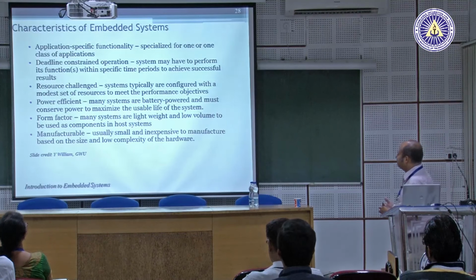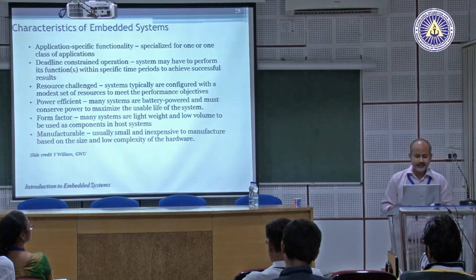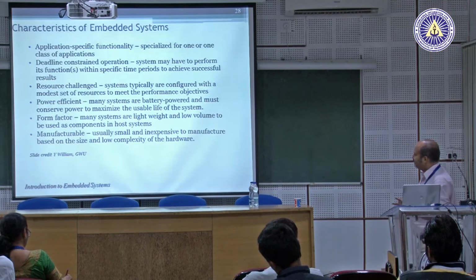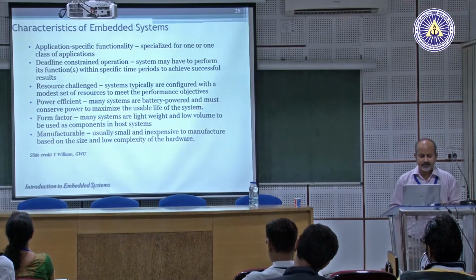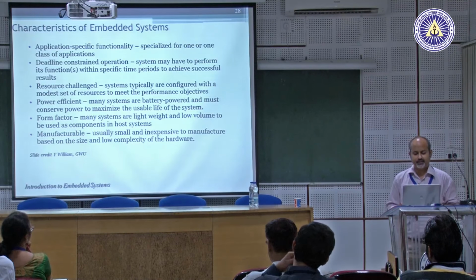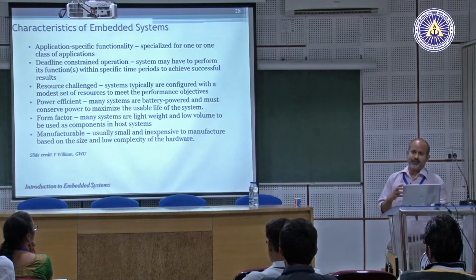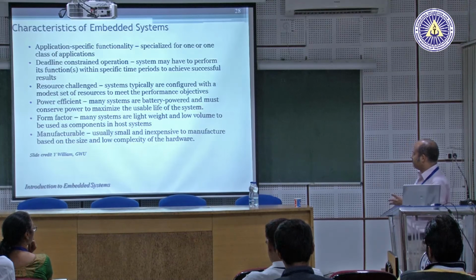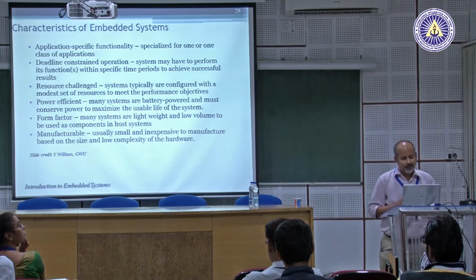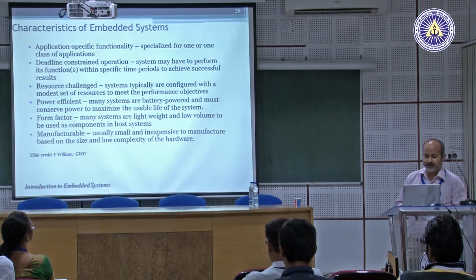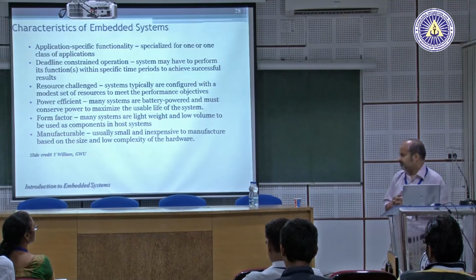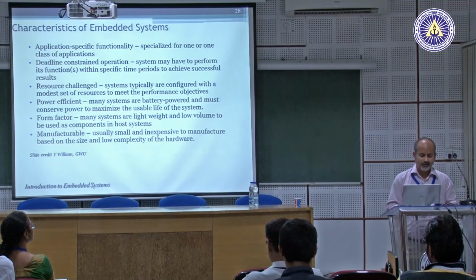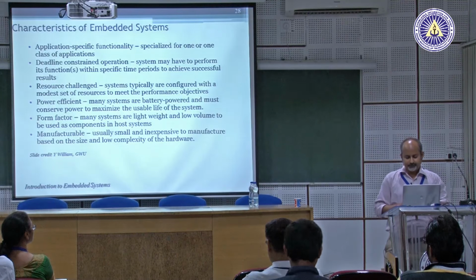So as I said, oftentimes it is a single function, or maybe more functions may be included. Deadline constraint means basically real time, as I said. Resource challenged, as I said, means that oftentimes you want to keep the form factor low, and therefore you cannot put too much memory, right? So your form factor has to be small, and then power efficient. Many times you are working on battery, and then it has to be manufacturable at scale, right? So it cannot be too customized. The yield of these things has to be large.